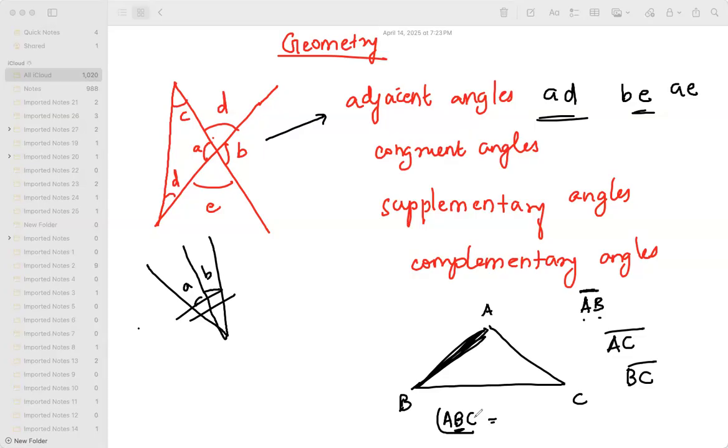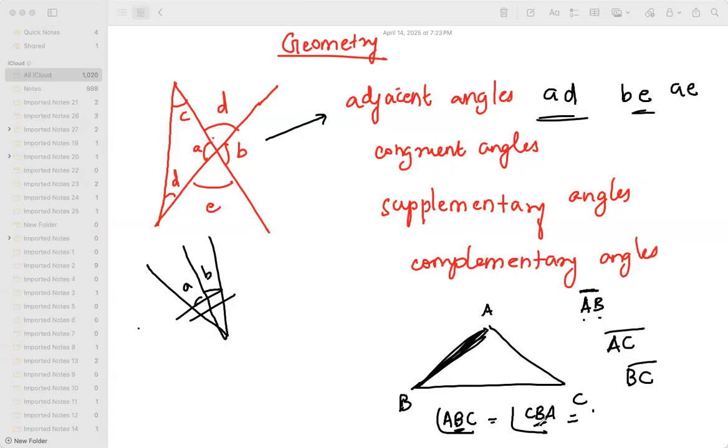So that angle ABC, how can I write it in different ways? CBA. Good job, I can write it as CBA. Then ACB? BAC? No. B has to be in the middle. What is the other way I can write that same angle?